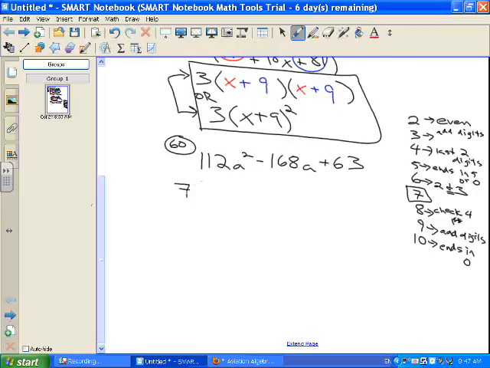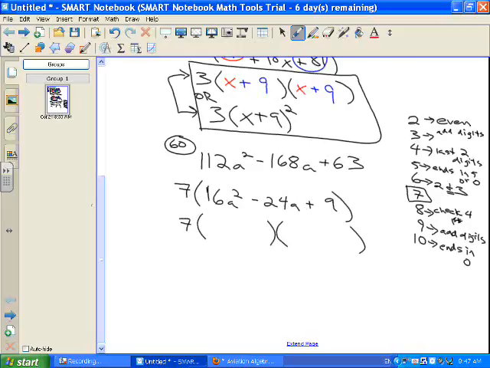So if I pull out a 7, how many 7s are there in 112? More than 8. 16. 16 then. How many 7s are there in 168? 24. And how many 7s in 63? 9. Okay, so now we want to try to factor this thing.